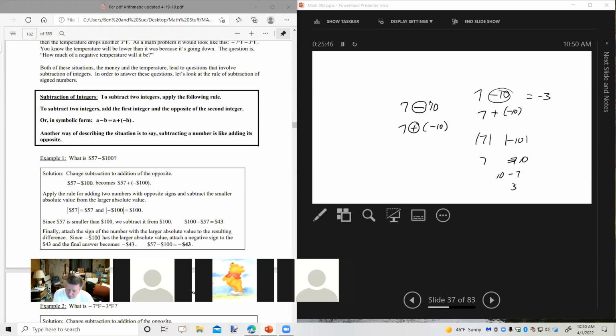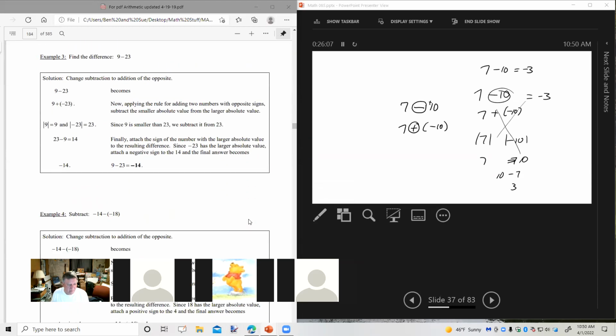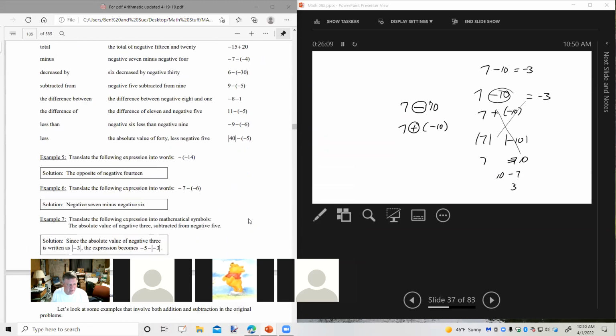Now, some of you might be very comfortable just saying 7 minus 10 is -3, and that's great. If you're comfortable doing that time after time, then you don't need to go through all of these extra steps. But some of us will need those to survive. So we've got some options. All right, so let's take a look at some problems involving subtraction.